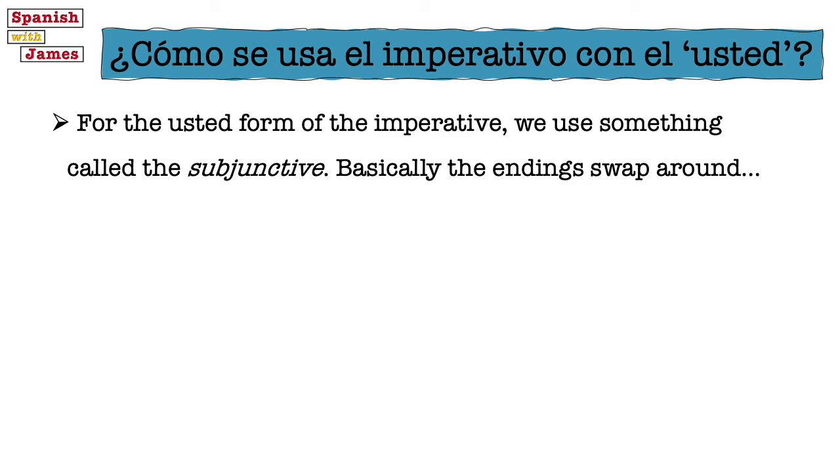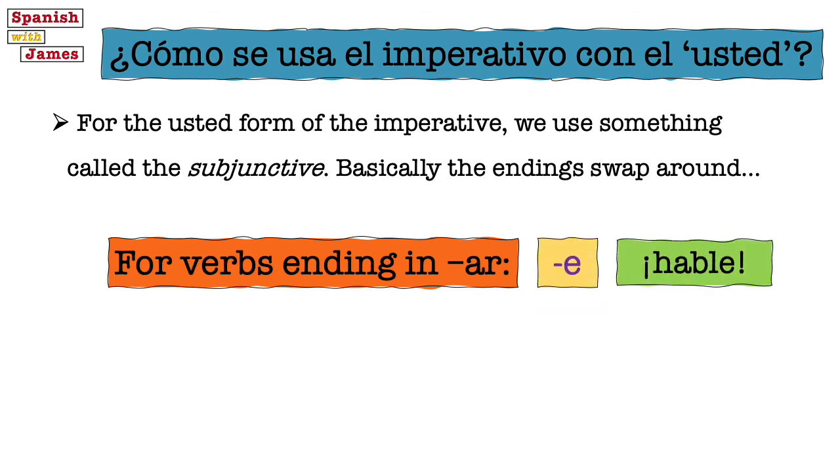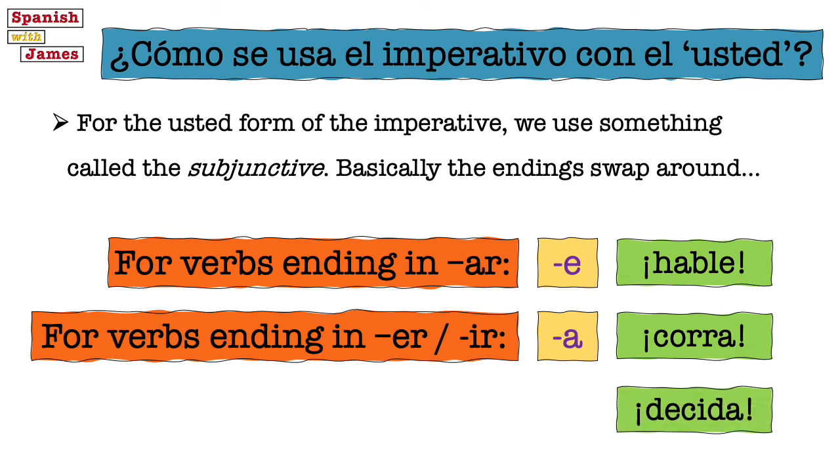So basically the endings swap around. That means that verbs ending in AR are going to end in E instead of A. So hablar, instead of becoming habla in the tú form, it's going to become hable in the usted form. And then verbs ending in ER and IR, instead of ending in E, they're going to end in A. So it's kind of back to front. It's the wrong way around. So instead of corre, you'd say corra. Instead of decide, decida. So it's quite simple to form the imperatives for the usted form.